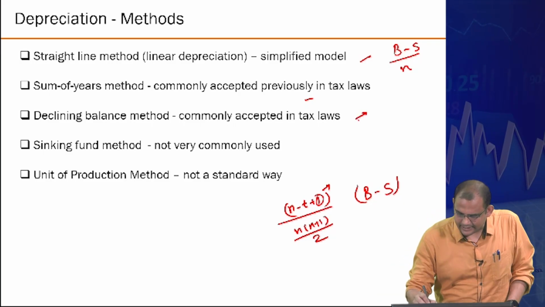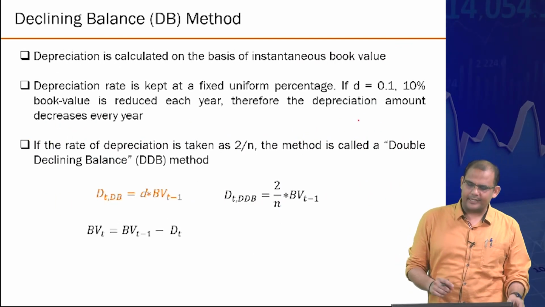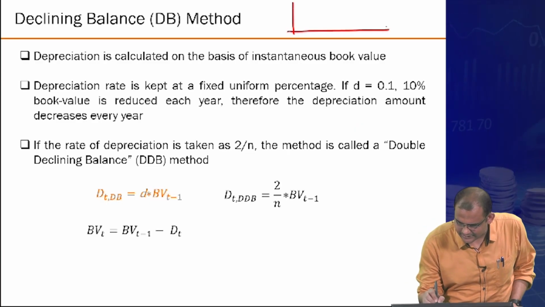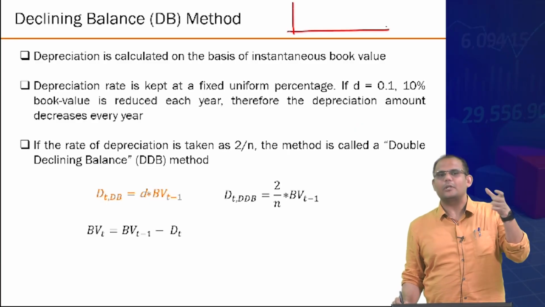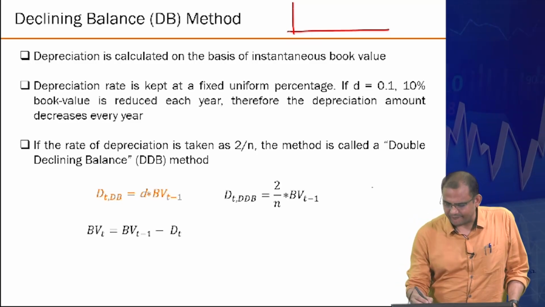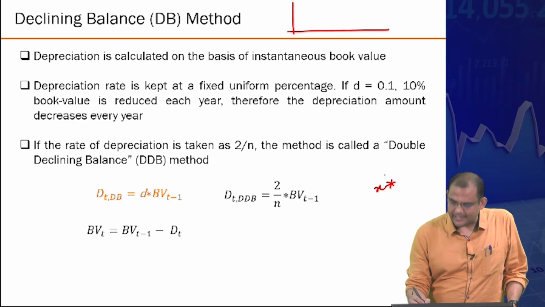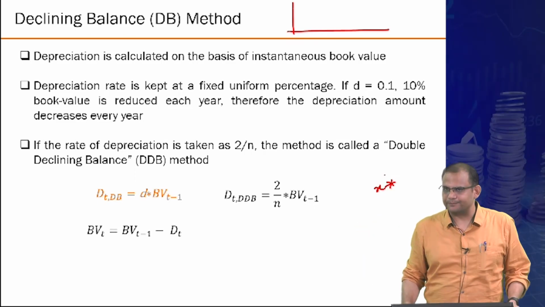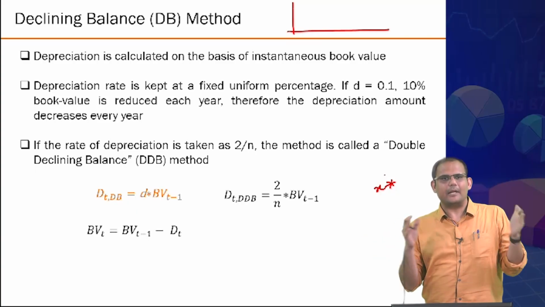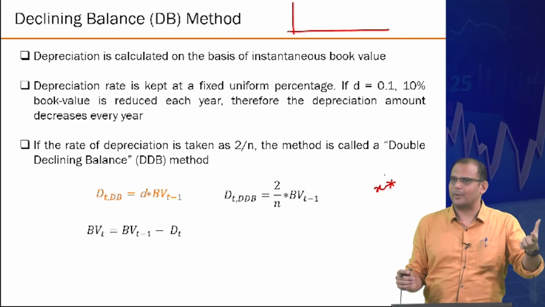Clear? Then I was going to explain to you something called a declining balance method, right? So in declining balance, I had given you some idea. The amount to be depreciated in a particular year is given by some fixed fraction, let's say x, multiplied by the instantaneous book value. So instead of distributing the net, which is the B minus S, you are always distributing the instantaneous book value, right?